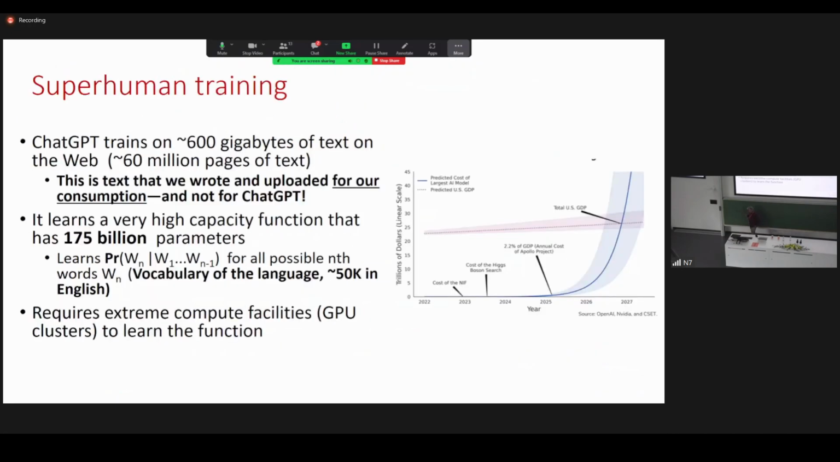Once these 175 billion parameters are computed, ChatGPT is essentially trained on 600 gigabytes of text from the web, which is approximately 60 million pages of text. This text is what we wrote and uploaded for our own consumption. This is extremely important to understand. If I now told you that Microsoft gave me $20 billion, and you guys started putting everything you say on the web, you'd say, screw you, we have lives to live. But since we already did it, they get to use it. Of course, after the fact, we can complain saying, no, we never said you can use our data to train ChatGPT. But it's already there. So it learns this high capacity function. It requires extreme compute facilities to learn the function.